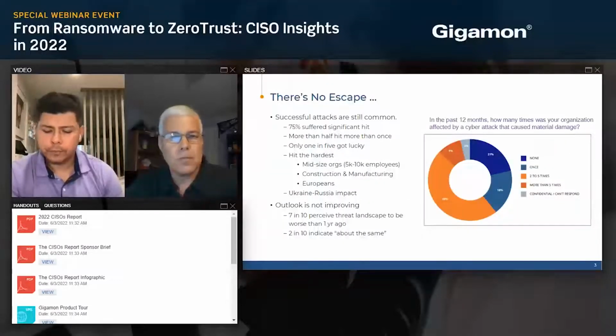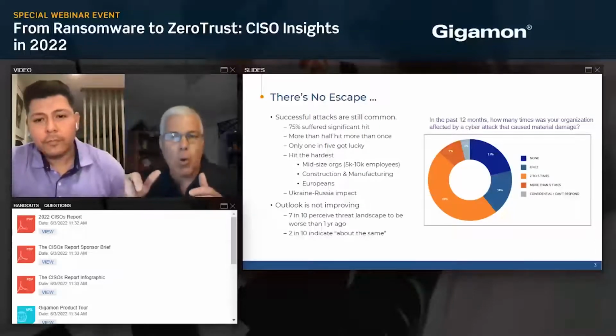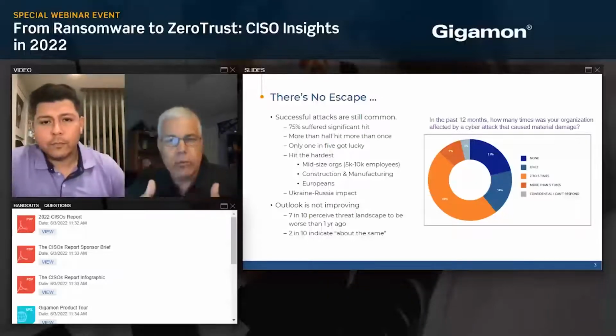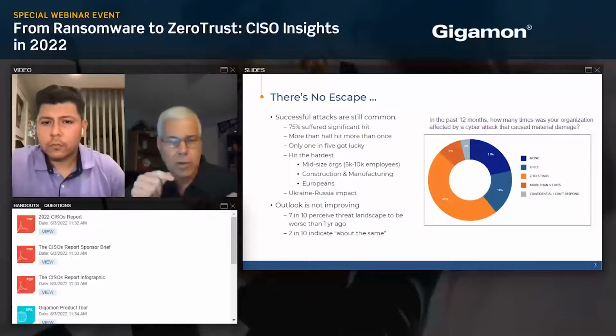Yeah, absolutely. So, in some ways, it's completely baffling, right? That despite all of the spending on security, all of the improvements being made, the frequency of successful attacks remains so high. And that's one of the data points that we're showing here, right? 3/4 of our responded organizations suffered at least one attack that caused material damage in the past year.